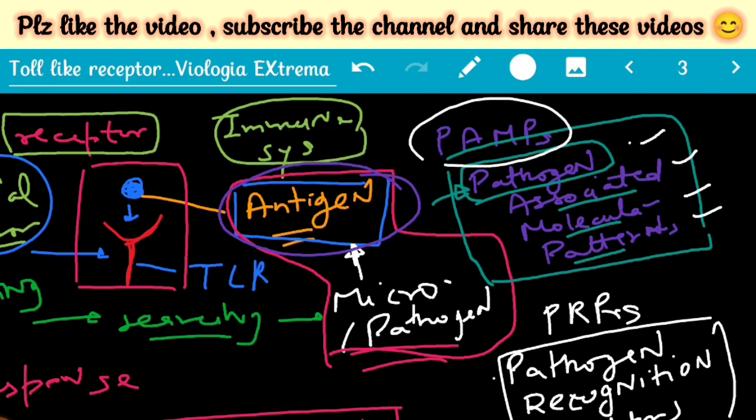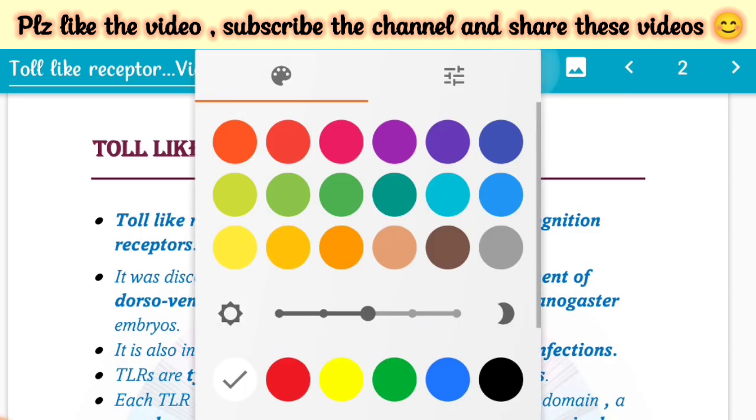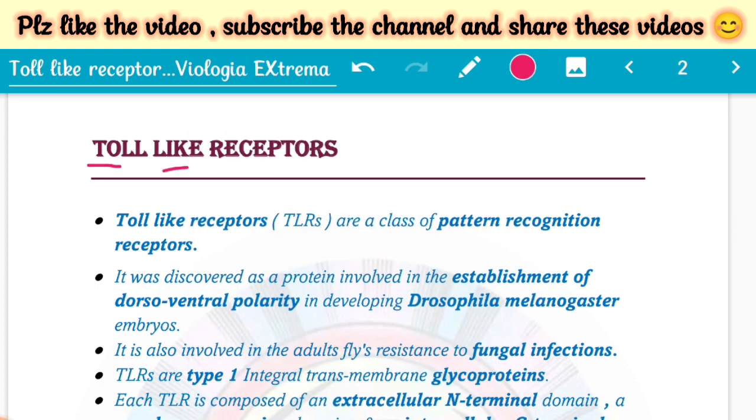These are not the only type of PRRs. There are many types of PRRs, like CLRs, NLRs, and RIG-I-like receptors, MDA. So there are many classes of PRRs. Today we are focusing on toll-like receptors. Toll-like receptors are a class of pattern recognition receptors, PRRs. Now we understand this term.